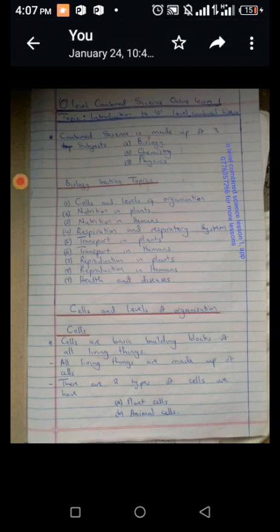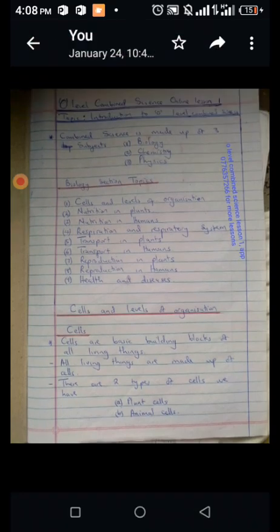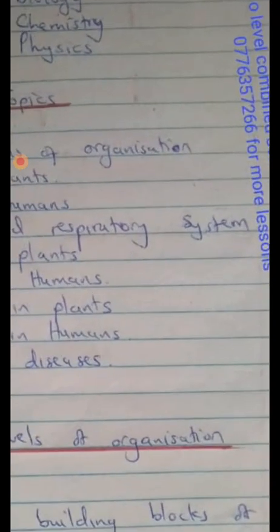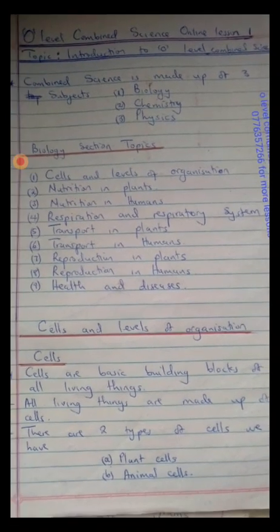This is Combined Science Online lesson number 1, O level Combined Science. And in this lesson, I'm going to explain to you the 3 subjects that make up Combined Science. You should understand our syllabus, that our syllabus is made up of 3 subjects, which are biology, chemistry, and physics. These are the 3 subjects that make up Combined Science.